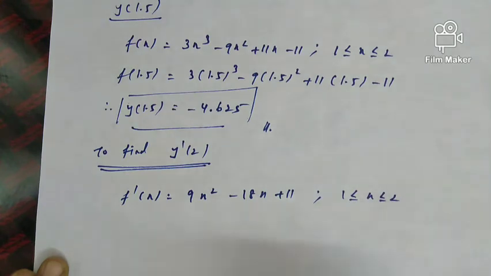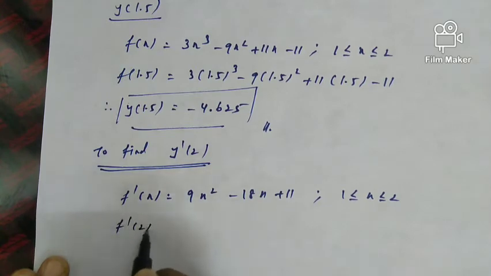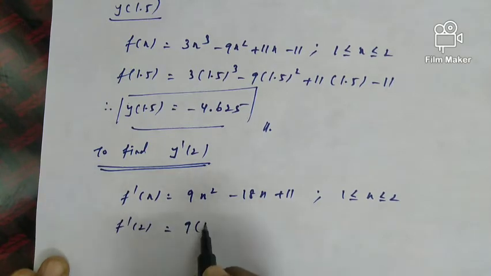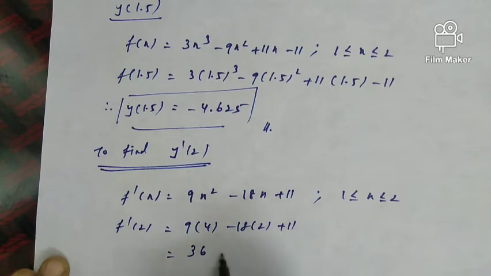In this interval only I have taken. If you are taking the second interval, according to that you can write the f dash. Okay, put x is equal to 2. So f dash of 2 is equal to 9 into 2 square 4 minus 18 into 2 plus 11.